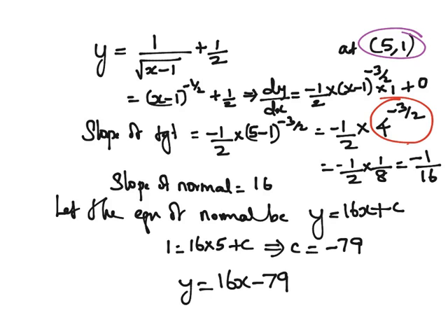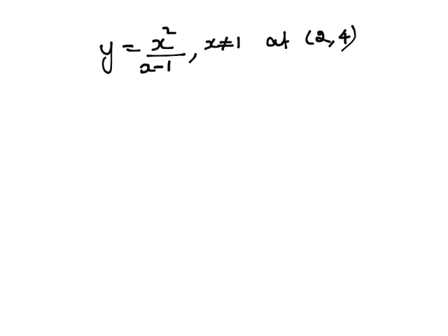Okay, so I hope it is clear. Let us see another problem now. This is the curve y equal to x squared by x minus 1. I need to find the equation of normal to this curve at the point 2, 4. So let me find the derivative first.